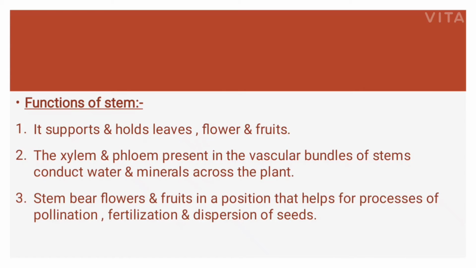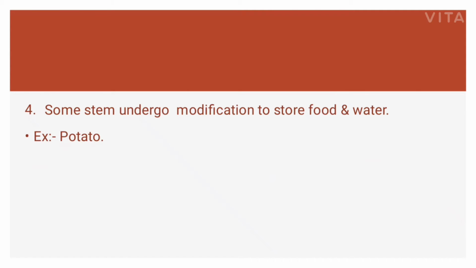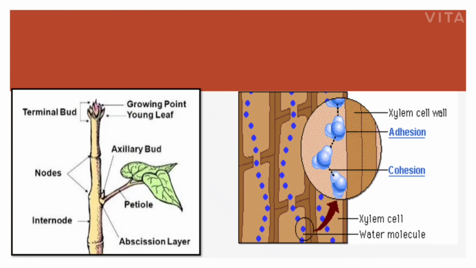The stem bears flowers and fruits in a position that helps in the processes of pollination, fertilization and dispersion of seeds. Some stems undergo modification to store food and water. For example, potato. Potato stores food and water, and potato is the stem part of the plant.